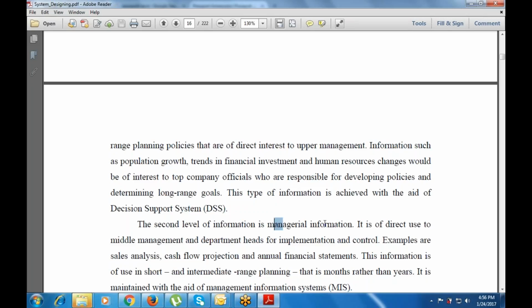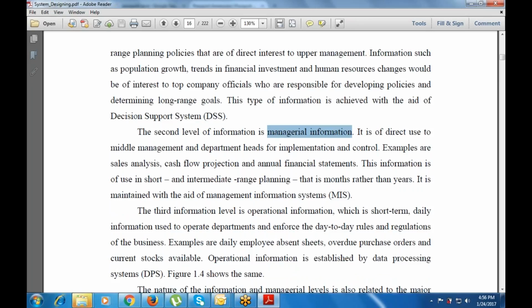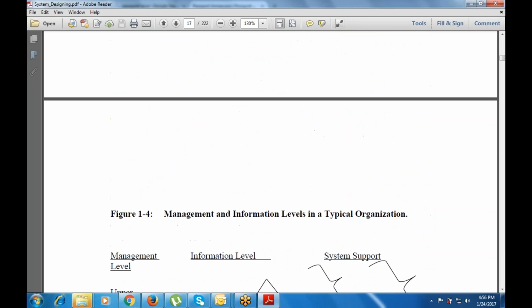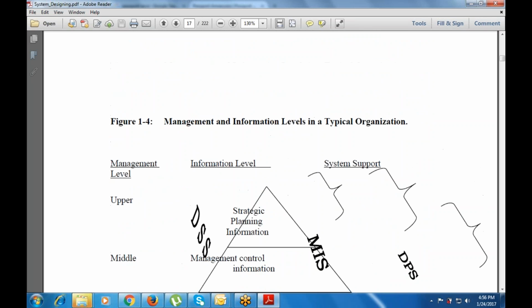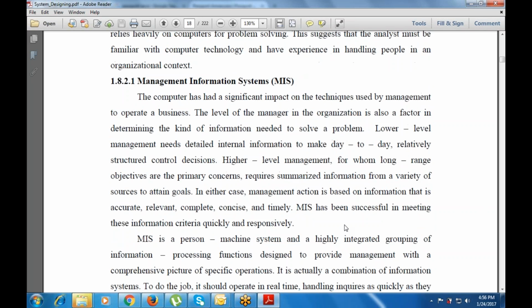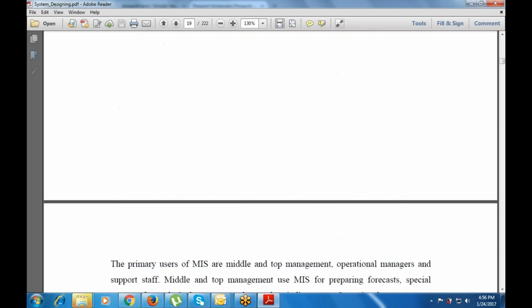The second level is managerial information, for direct use of middle management and departmental heads for implementation and control. Examples include sales analysis, cash flows, day-to-day routine activities, rules and regulations, overdue purchase orders, and the current stock available. That is known as DPS, the data processing system. This is one example that shows the managerial and information levels in a typical organization. Then MIS, the management information system, is also a computer-based system.